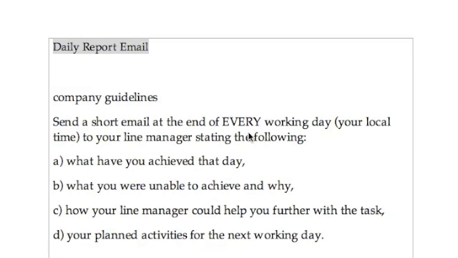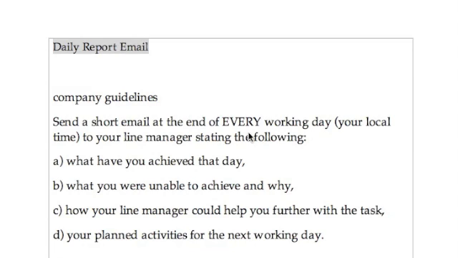It's an email sent from your DuLaBoo account to my DuLaBoo account. If you consult the company guidelines, it says send a short email at the end of every working day. So you're working from Monday to Friday, and once you've finished your working day, take a few minutes to write the report email every working day. It's your local time. It doesn't matter where you are in the world, you work in your local time. So at the end of your working day.